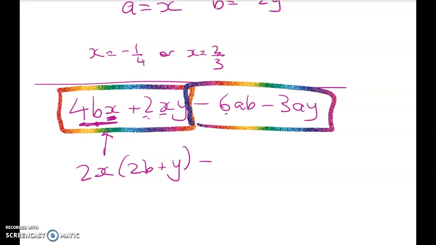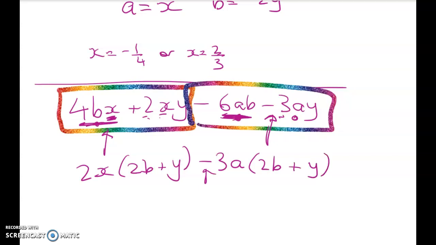Do the same again, and we hope something's going to fall out. We're going to have a minus here. We've got 6 and 3, so the common factor is 3. We've got a here and a here. Take out the a as a factor. Now, I have to times by what? Well, I've got to have a 2b, and here I've got to have a y, but I've got a minus here and a minus here, so it has to be a plus y.